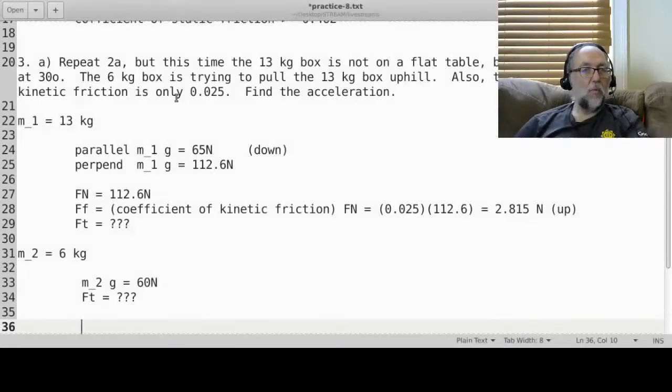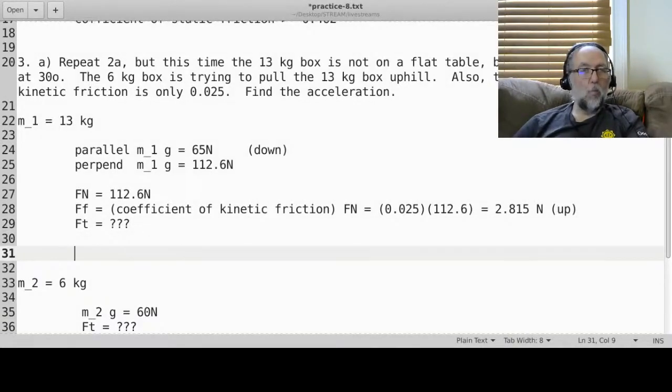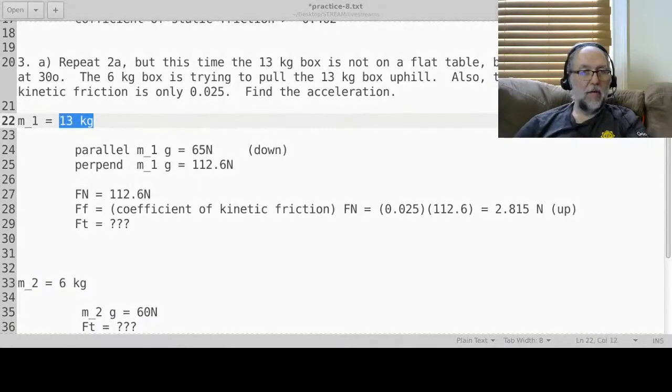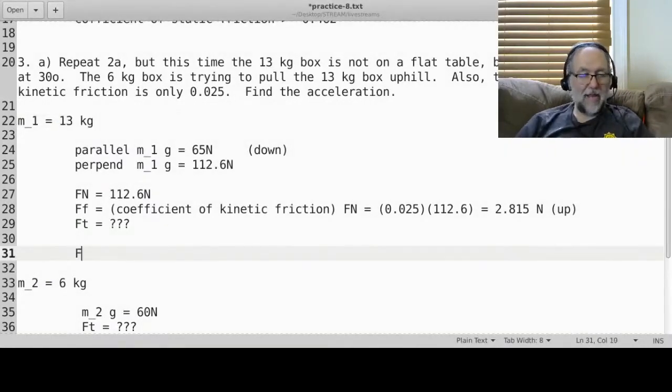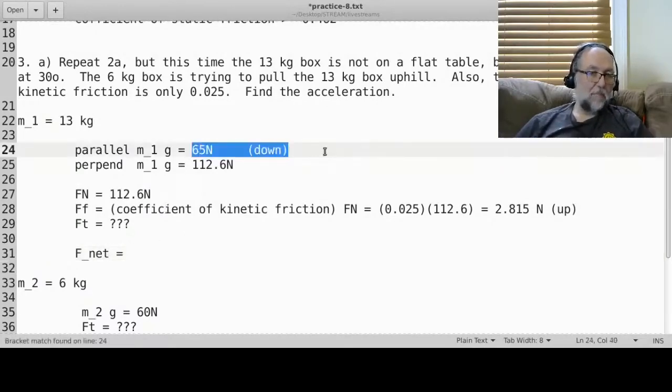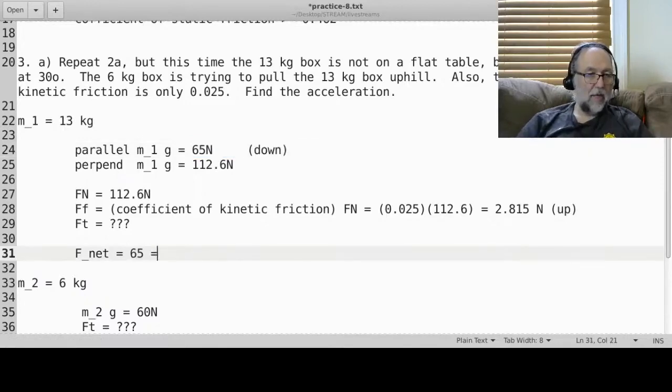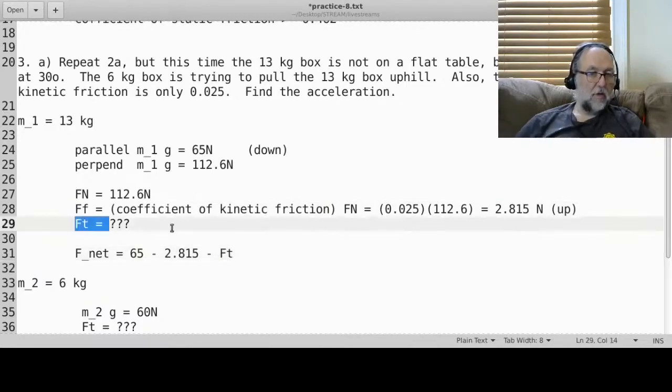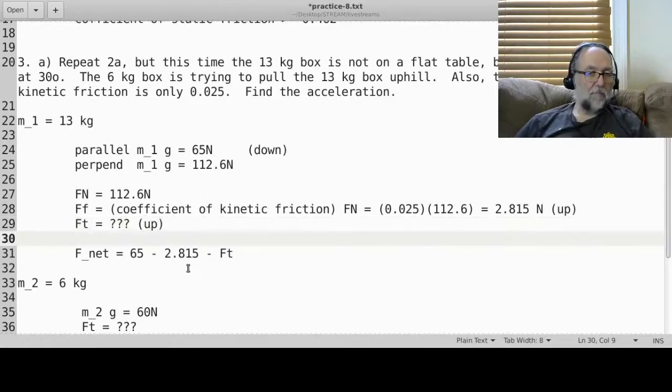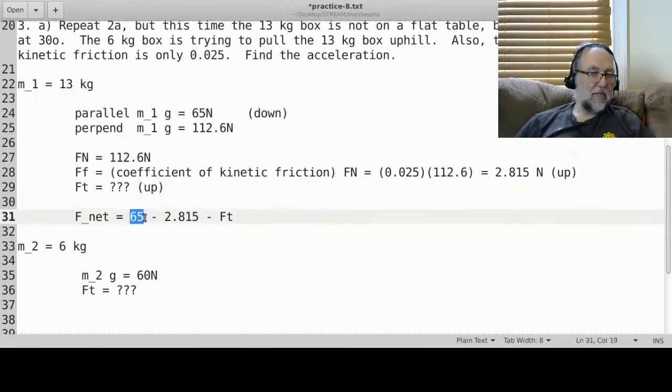Okay, so basically this is just transcribed from what I did on the other whiteboard. Now for the 13 kilogram box, F net is going to be what's winning? The 65 newtons downhill. That's winning. That's bigger than the force of friction uphill and also the tension uphill. We don't know its value, but we do know that the tension is uphill. So that's how you determine the signs here. 65 is pulling it in the direction of the acceleration.